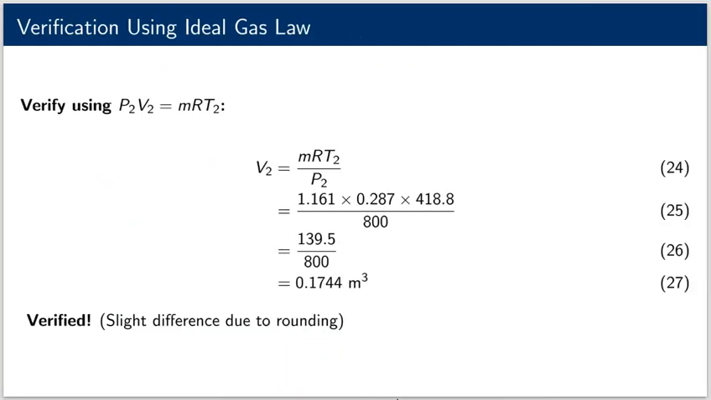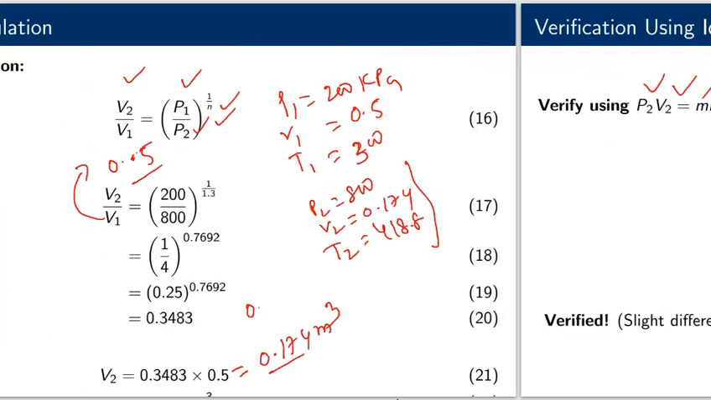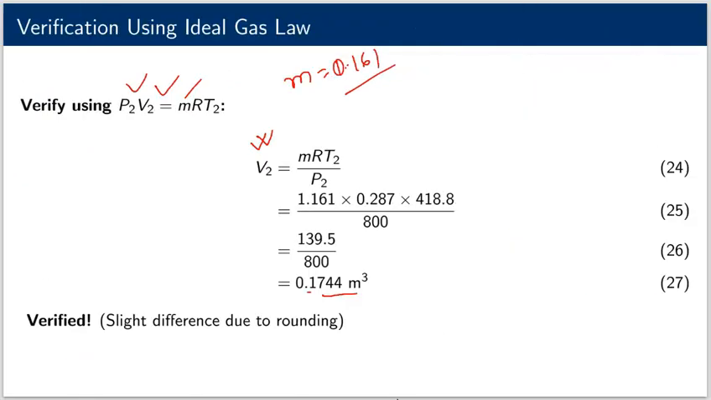So now here we are verifying that earlier we got m equal to 1.161. So here P2 V2 is equal to mRT2. From here we are calculating V2, m we know, so we plug all this and we get V2 is 0.1744, and earlier we calculated V2 as 0.174, so it is nearly the same, so verified. Slight difference is due to rounding.